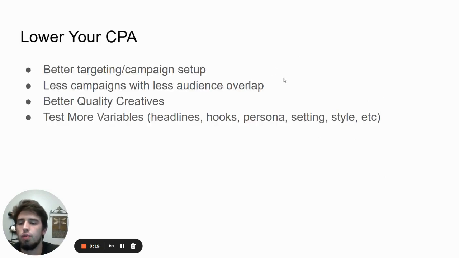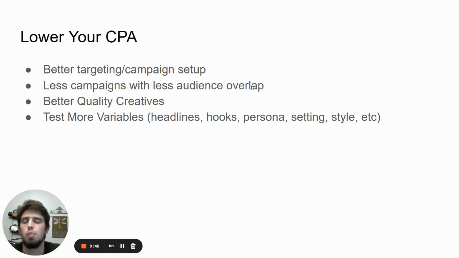So, first off, you can lower your cost per action. So, assuming you're optimizing for purchase, it is generally a good thing to have a lower cost per action. There's several different ways you can do this. You can have better targeting or a better campaign setup. Basically, just having your campaign set up properly, targeting the right countries, that sort of thing can help you to lower your CPA.